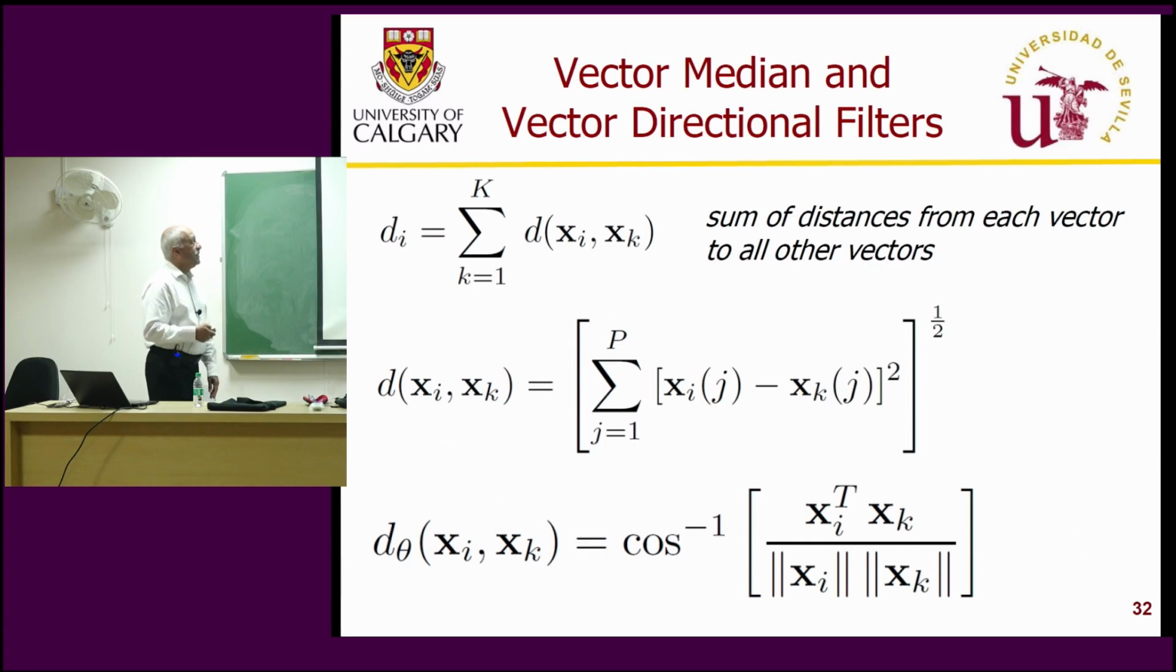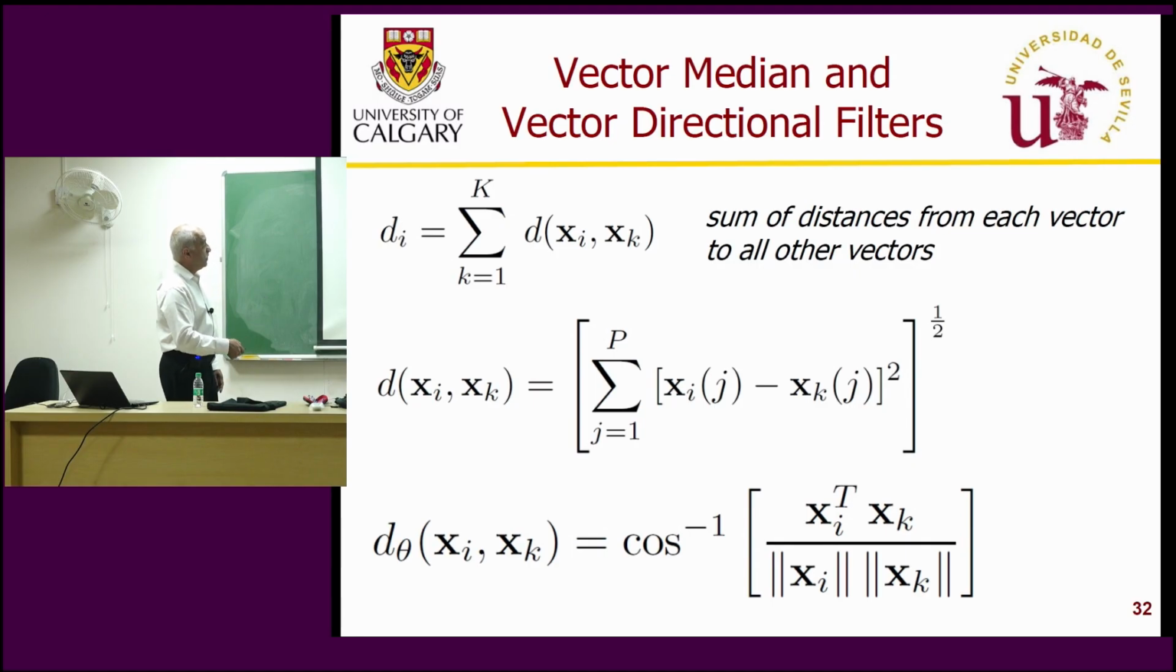Now there are other distances, vector median and vector directional. The sum of distances from each vector to all other vectors, di, where d is the Euclidean distance from xi to xk, and the sum of all that. So how far apart are all these pixels in the neighborhood? Use that as a reference, and take the one closest to that, that has a minimum distance, rather.